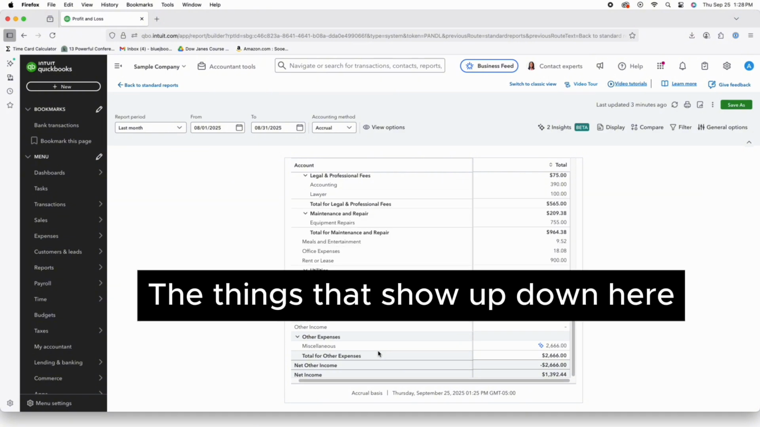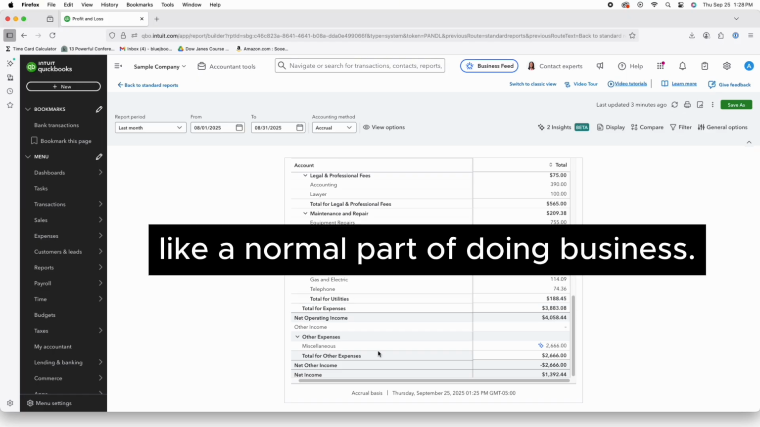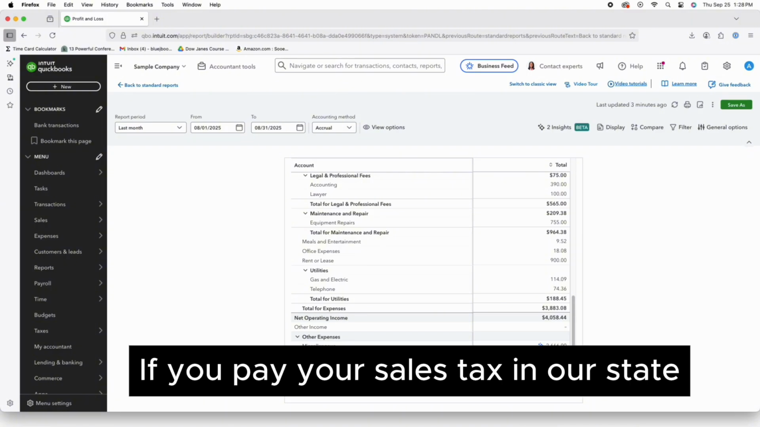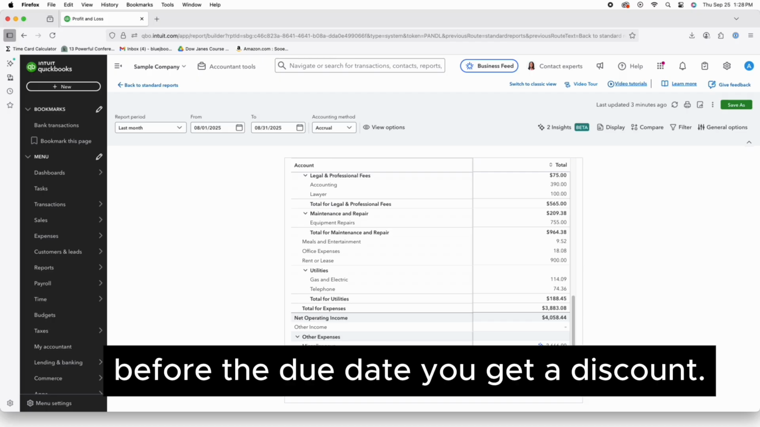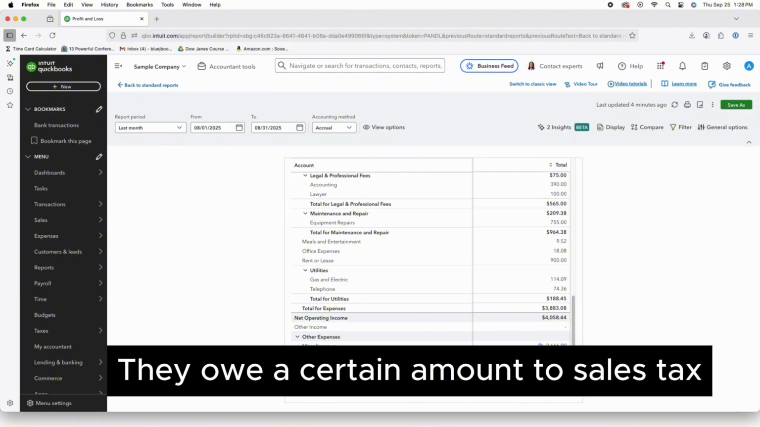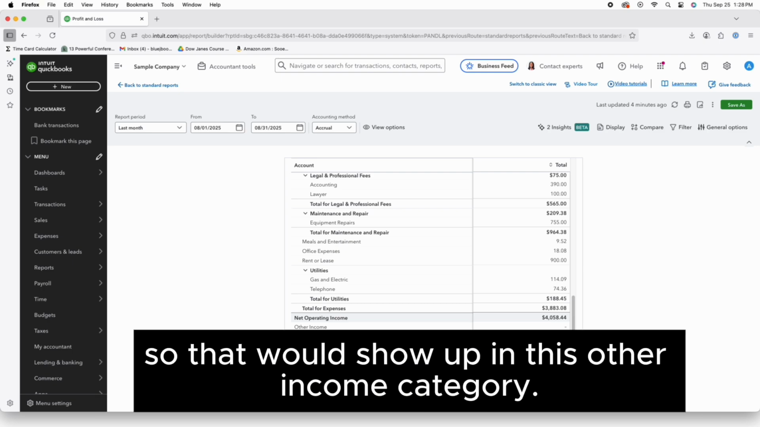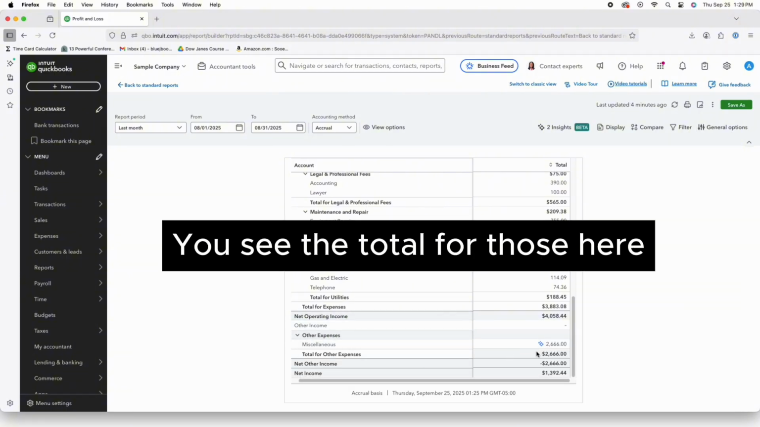The things that show up down here generally are things that are not like a normal part of doing business. A good example for this is a lot of my clients pay sales tax. If you pay your sales tax in our state before the due date, you get a discount. They owe a certain amount to sales tax and they're getting a discount, so that's income that they wouldn't have normally had, so that would show up in this other income category. You see the total for those here.